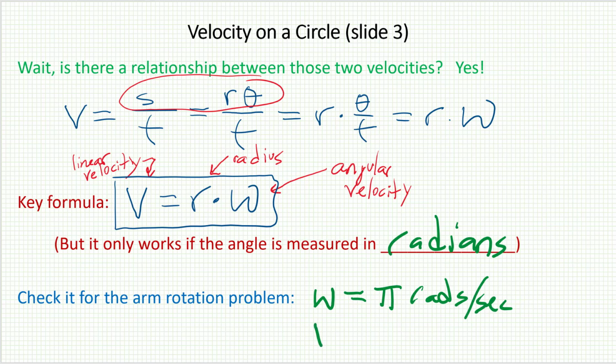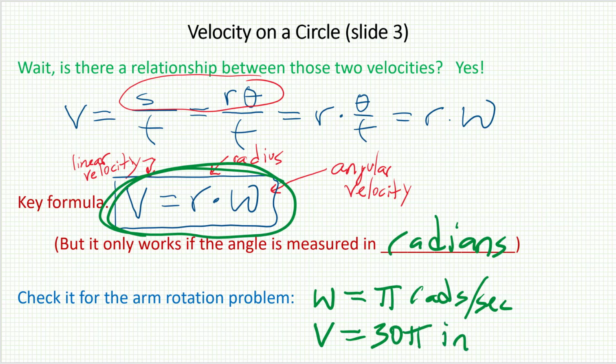To get the linear velocity then, all you have to do is multiply your angular velocity by the radius. The radius was my arm length, 30 inches, which gives 30 pi inches per second. That's exactly what we got. So this relationship works every time.